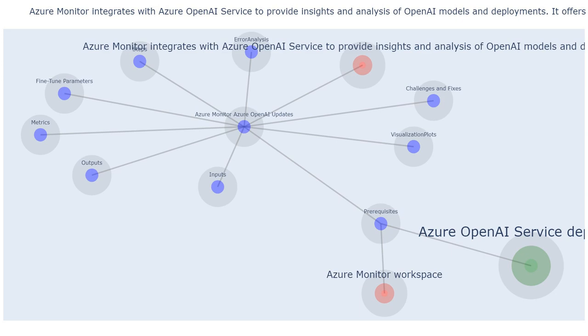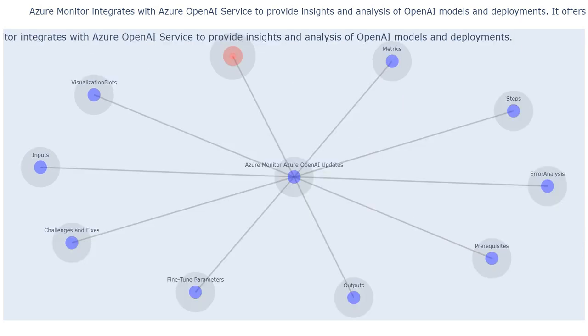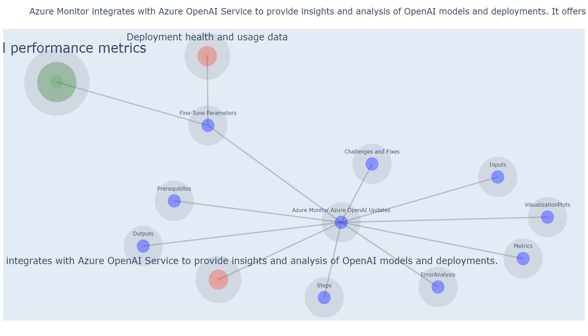Azure OpenAI Service deployment. You must have a deployed Azure OpenAI Service with models ready for monitoring. Azure Monitor Workspace. A configured and accessible Azure Monitor Workspace is required to store and analyze monitoring data. Fine-tune parameters. Model performance metrics. Fine-tune the monitoring configuration to collect and track specific model performance metrics that are crucial for your application.